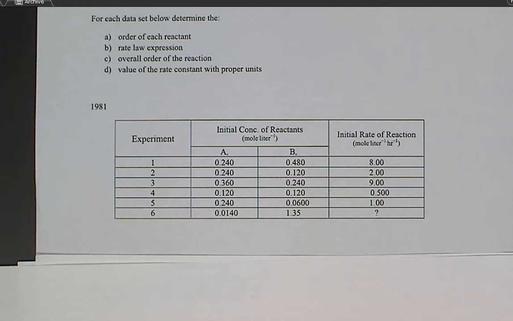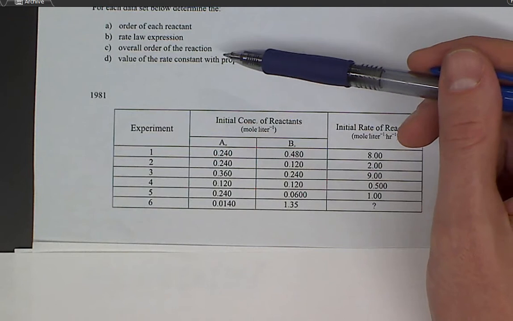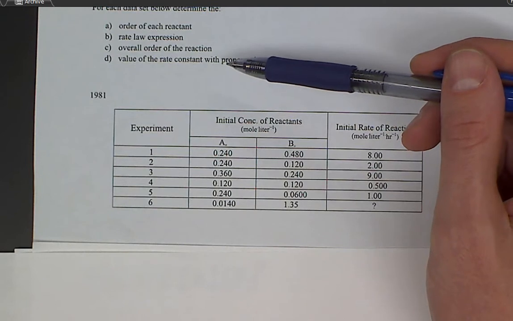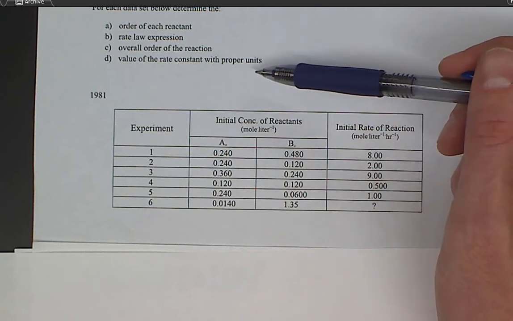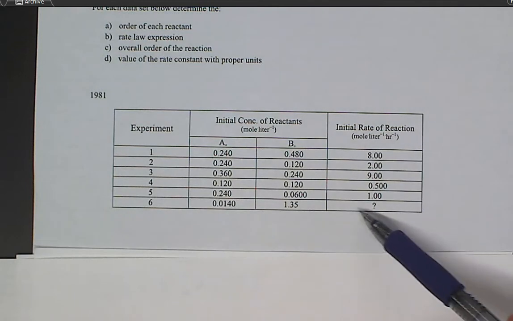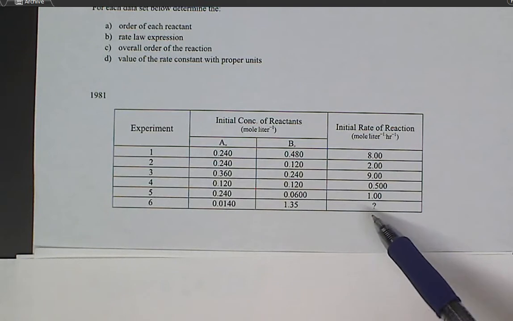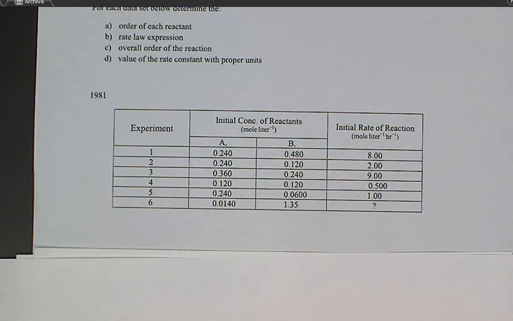Okay, so let's take a look at the first question for today's quiz, the practice quiz that is. Here's the items that we're looking for: the order, the rate expression, the overall order of the reaction, as well as the value for K, or the rate constant. The last thing we're going to be asked to do is what is this initial rate given these concentrations. We'll be able to do that once we have determined what K is through our rate expression.